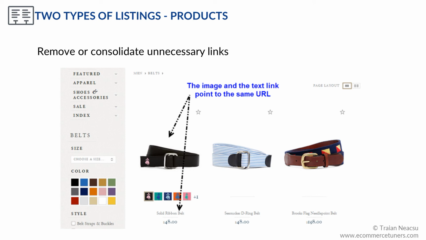Remove or consolidate unnecessary links. Product lists often pose the issue of redundant links. For example, in this screenshot, there's an image link on the product thumbnail image and another link on the product name. Both are pointing to the same URL. There are several ways to address this issue, and we have discussed this before. Please refer to the link position section in the internal linking section.